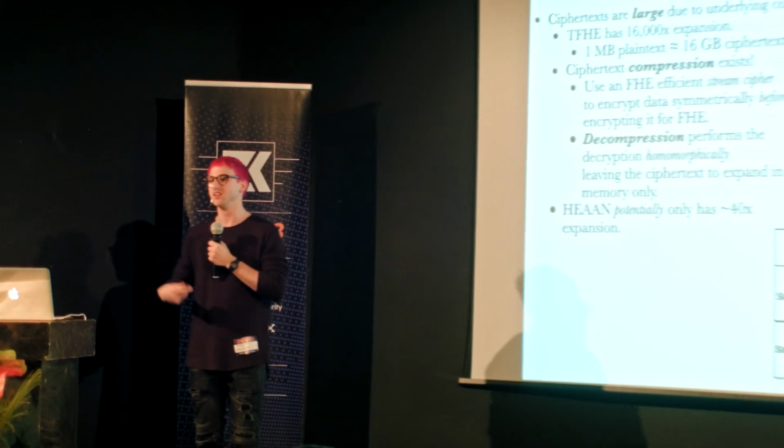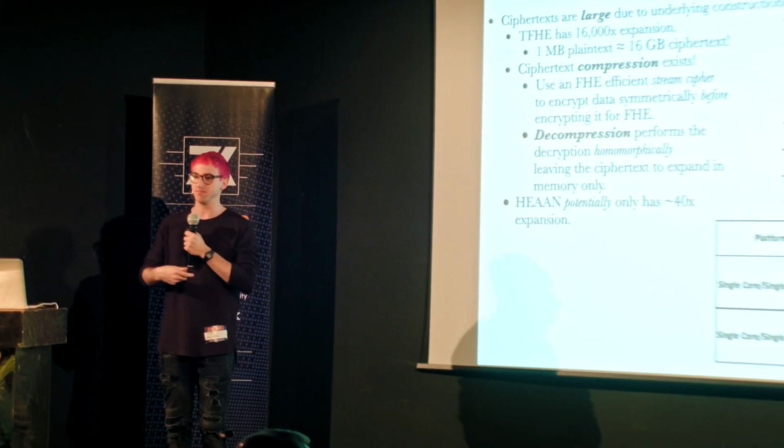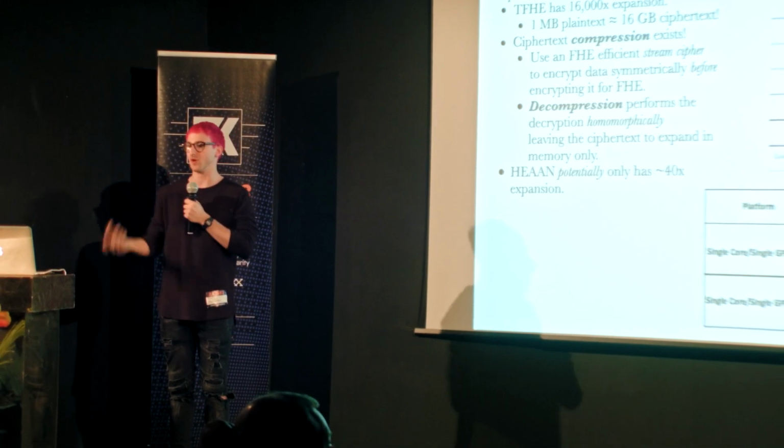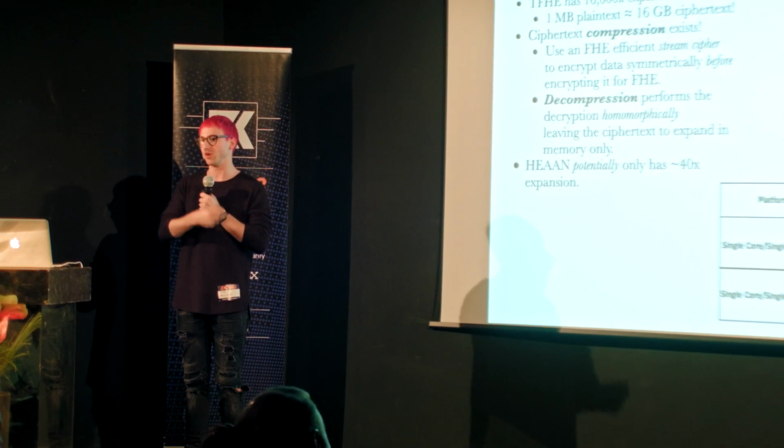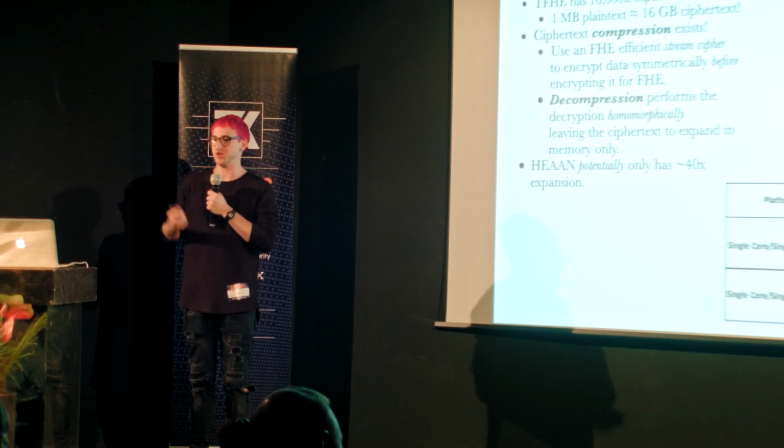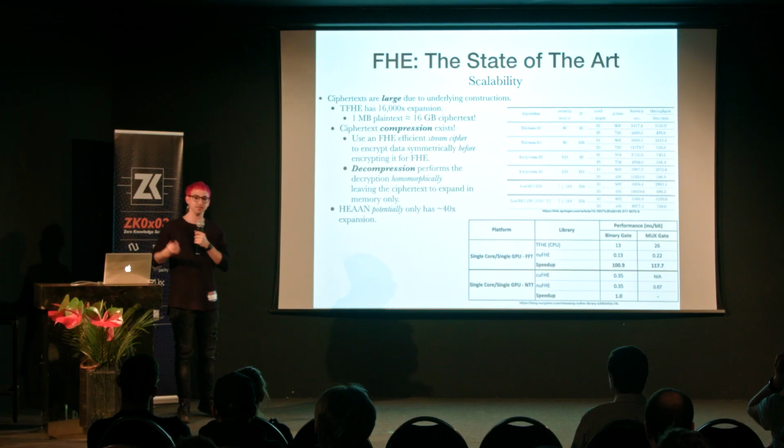You just encrypt the data and then pass it along into the FHE cipher, and then it can perform a decryption circuit in the homomorphic domain, perform the computation, and then you're done. It just expands into memory. Make sense?